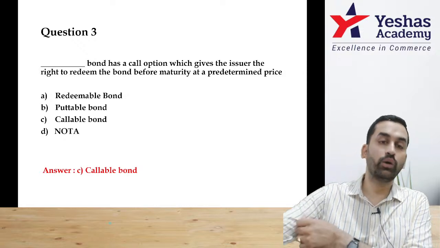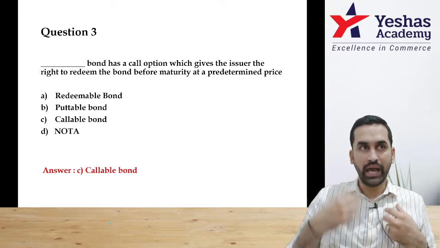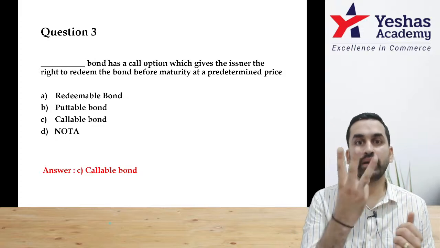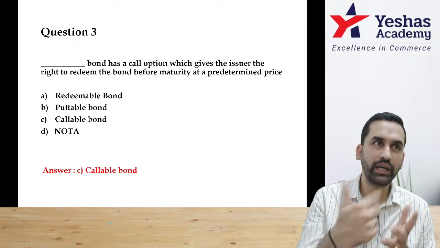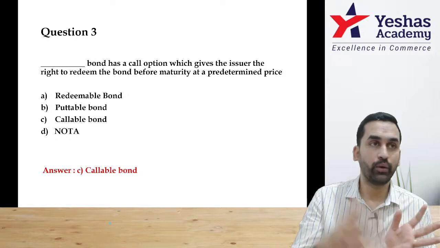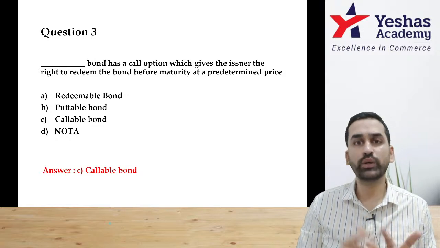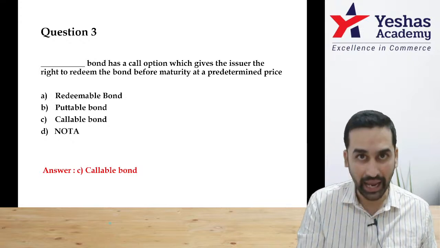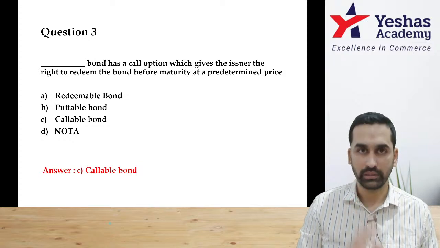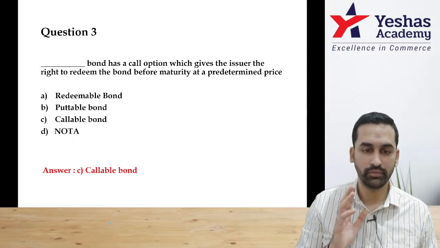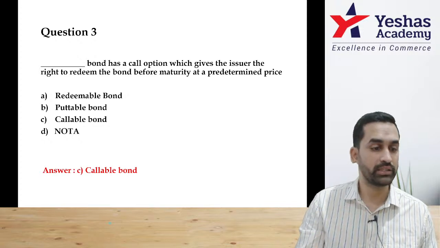In callable bond, what happens? Give me 1 minute to explain. A Limited has issued a bond today, redeemable after 3 years. If the company thinks I should redeem some of those bonds early, I don't want to wait for 3 years. Within 2 years, I want to take that back. After 2 years, can they do so? They can, provided that bond is a callable bond. That was the question. Before maturity, issuer means the company.